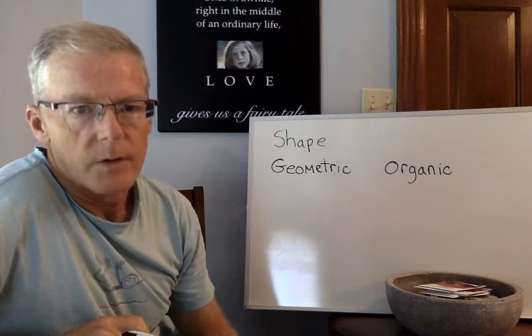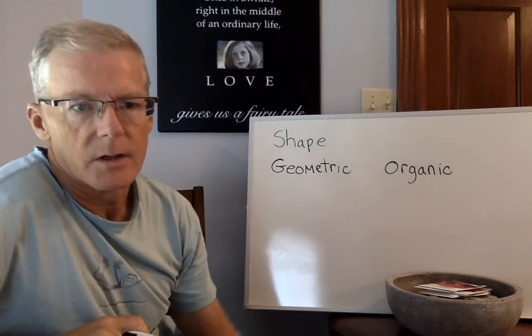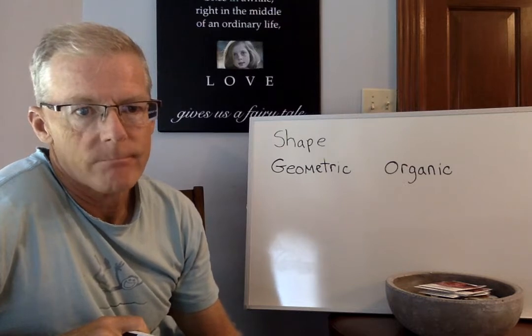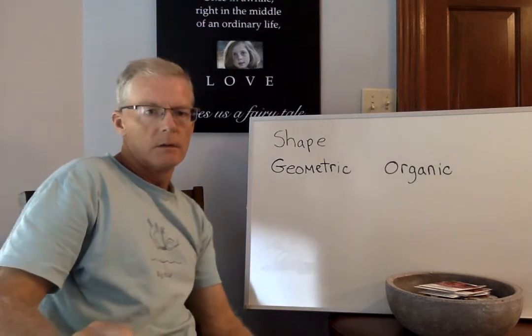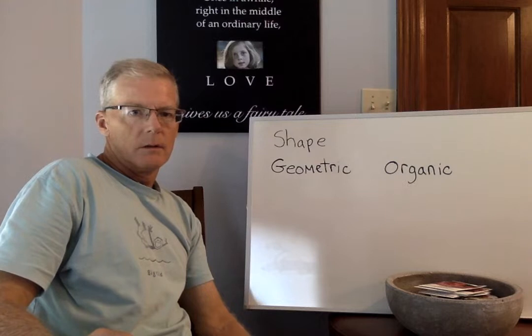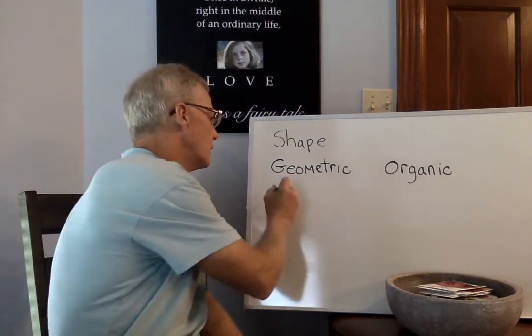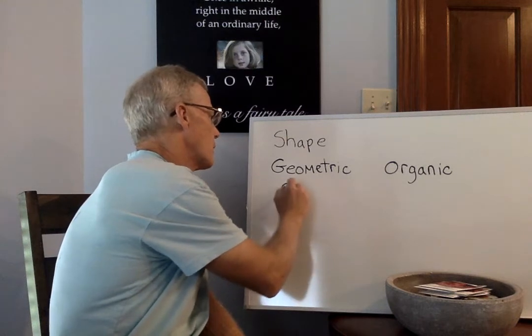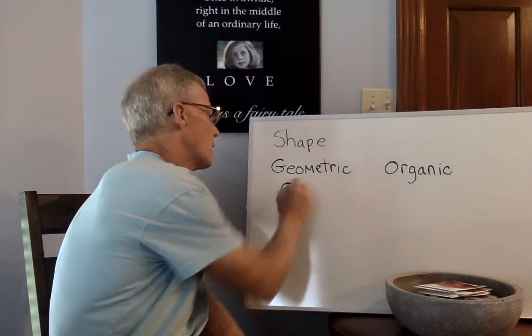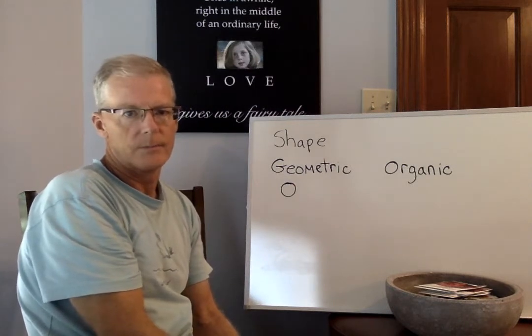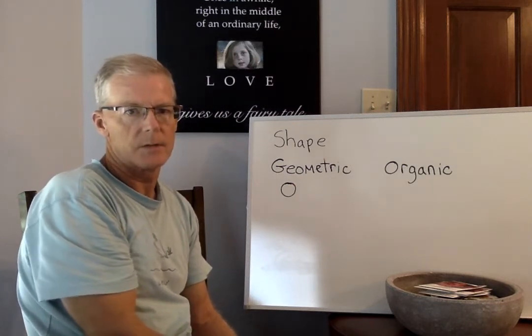So what are some of our geometric shapes? Anybody know? Well, I heard someone say circle. Of course. It's not a perfect circle, but that's a circle. That's one of our geometric shapes.